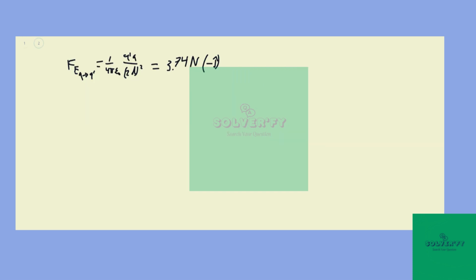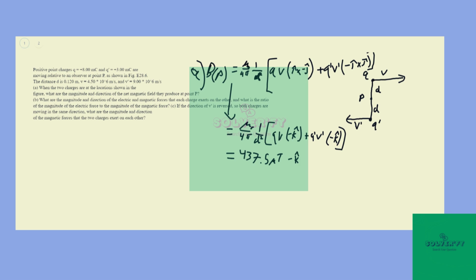Okay, and then due to symmetry in the calculation, the electric force of Q prime acting on Q is just going to switch those two, Q and Q prime, but it's going to be the same value. So then we just get 3.74 newtons in the positive j hat direction. So the top charge is going to be repelled, pushed up.